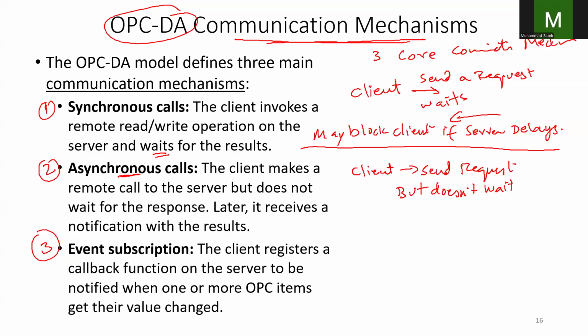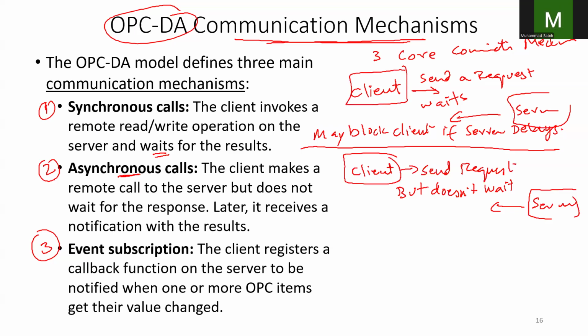So when the server has the response ready, it notifies. Here we have the server, and this is our client. This is the first case, and this is the second case. So the client sends an asynchronous call. The client sends the request, but does not wait and continues doing its work. And when the server is ready to respond, it will notify the client.